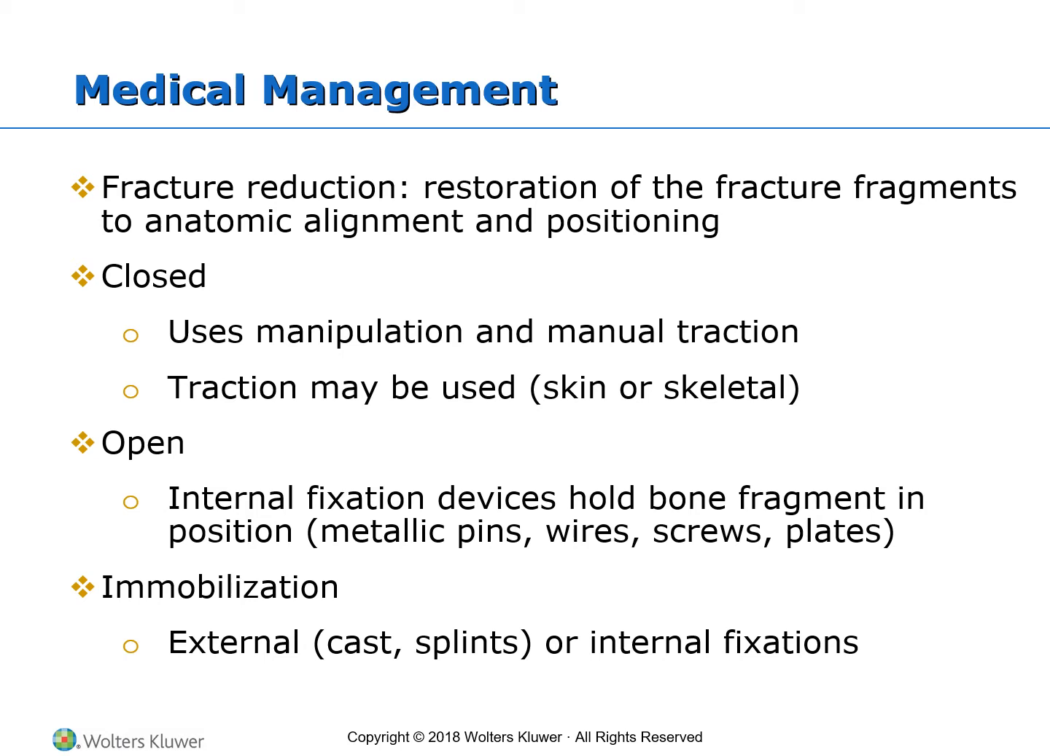You can have 2 types of reduction. You can have a closed reduction, and that's just manual manipulation of the joint followed by a cast or splint to immobilize the area. So they'll do an x-ray, see if they can do manual manipulation without surgical intervention just to immobilize the area. And then once the cast or splint is put on, they'll do another x-ray to make sure the alignment's still there.